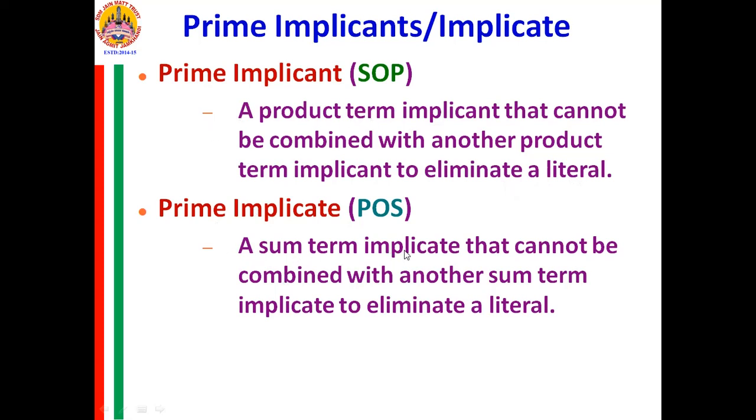And a sum term, an implicate, that cannot be combined with another sum term or implicate to eliminate a literal is called a prime implicate. So a prime implicant or prime implicate cannot combine with any other term to reduce any other literal further. It is not possible to combine that particular term with any other implicant or implicate, so it is called prime.